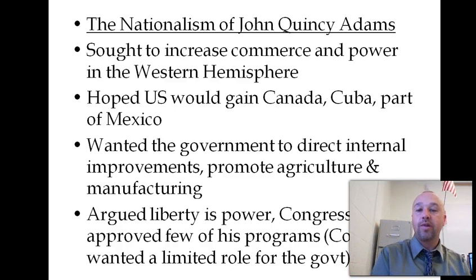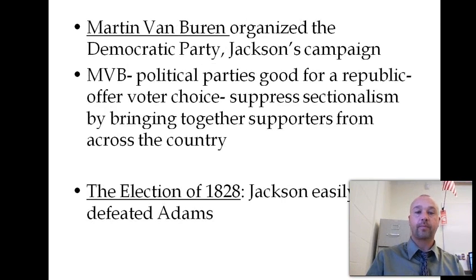Adams sought to increase the power of the country. He wanted to peacefully acquire Canada, Cuba, part of Mexico. He wanted a strong national government that would have a national college and lots of internal improvements to really take the country to the next level, promote agriculture and manufacturing. Unfortunately for Adams, Congress approved very few of his programs. Congress at that time wanted a limited role for the government.